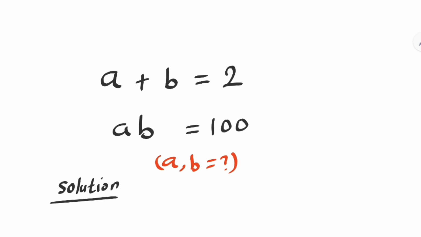We have the given equation a plus b is equal to 2. Let us call this equation 1. Then ab is equal to 100. Let us call this equation 2.